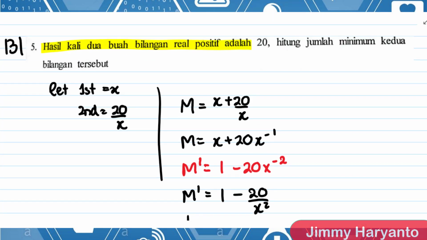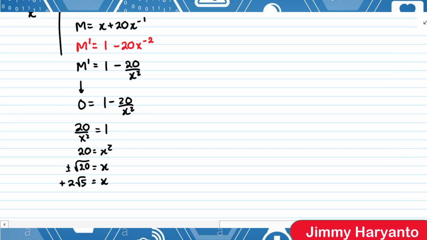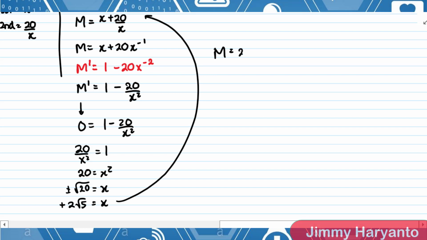Why? Because the question already told you that the bilangan will be positive, ya, it cannot be negative. So hitung jumlah minimum kedua bilangan itu. The question wants you to find the jumlah minimum, not the bilangan. Jumlah minimumnya berarti yang ini ya. So you will put it right here. So the answer for the jumlah minimum will be 2 square root of 5 plus 20 over 2 square root of 5. You have to times it with square root of 5 over square root of 5 to rationalize it.